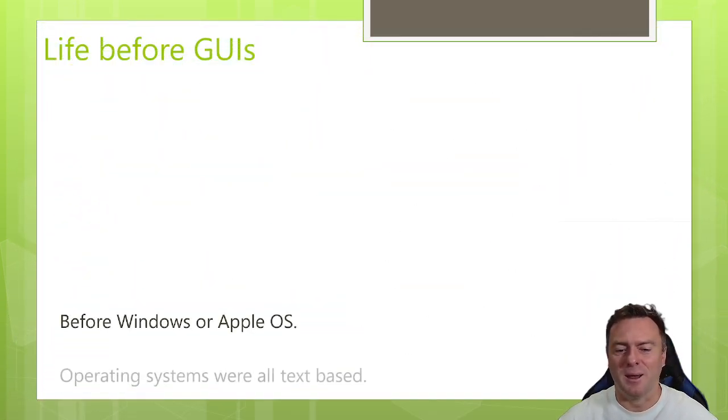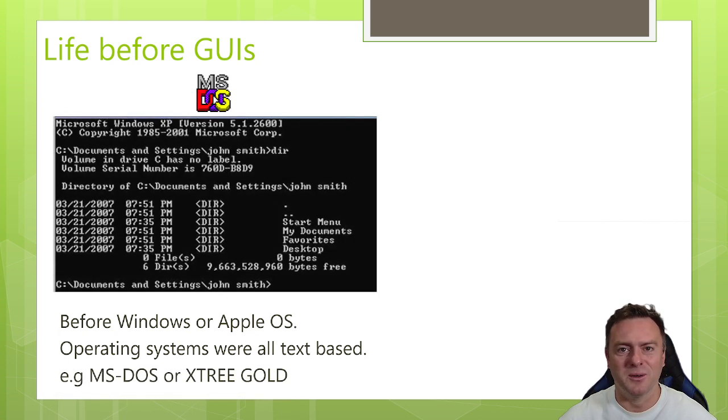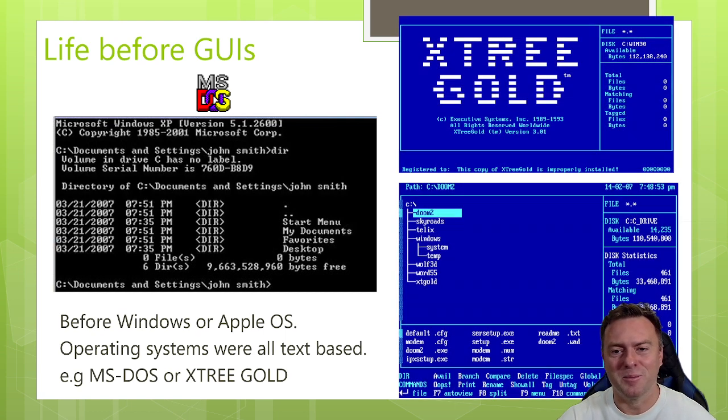Life before GUIs. Before Windows and Apple, all operating systems were text-based. If you look at Linux, MS-DOS, X3 Gold, it used to look something like this. MS-DOS was Microsoft's operating system, and basically if you wanted to load a game, you would have to type the folder where the game was located, press enter, and then load the game from that, which was quite tedious and a little bit boring. Then we had X3 Gold, which was a little bit better because you actually had a menu system that you could navigate with the up and down arrow keys. It was a little bit more user-friendly, but again, not quite what we're used to today.